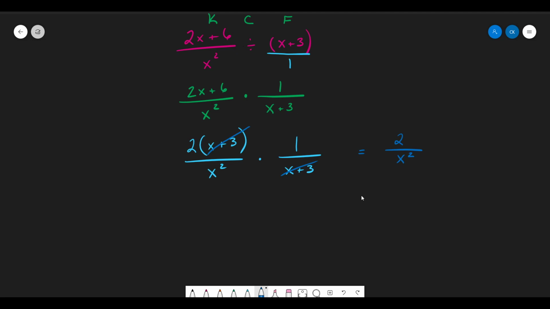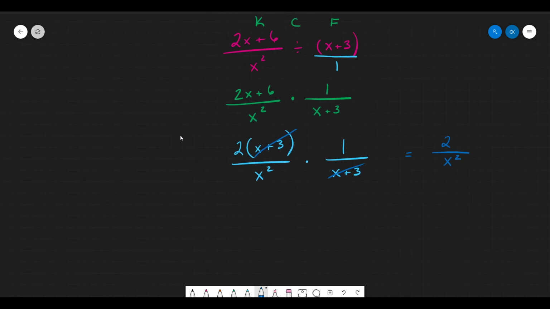So even with division, there's really no difference between multiplication and division. You just have to remember, keep, change, flip, KCF. Or KFC. KFC is a little easier to remember. It's just obviously you change the division sign and flip the last fraction. But most people do remember it by KFC. All right, so let's do one more.